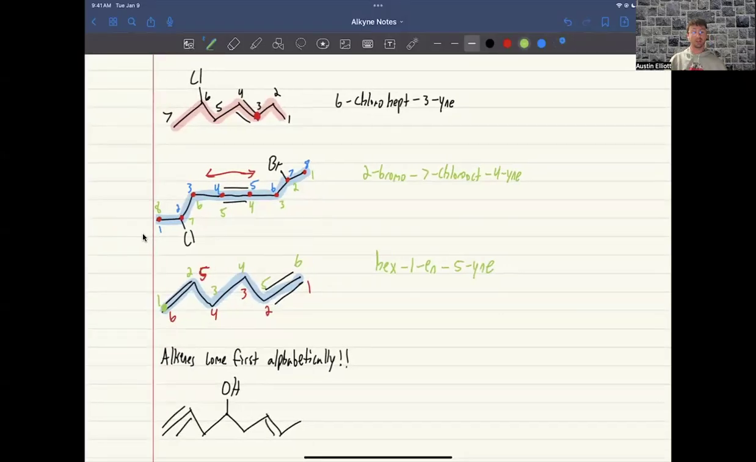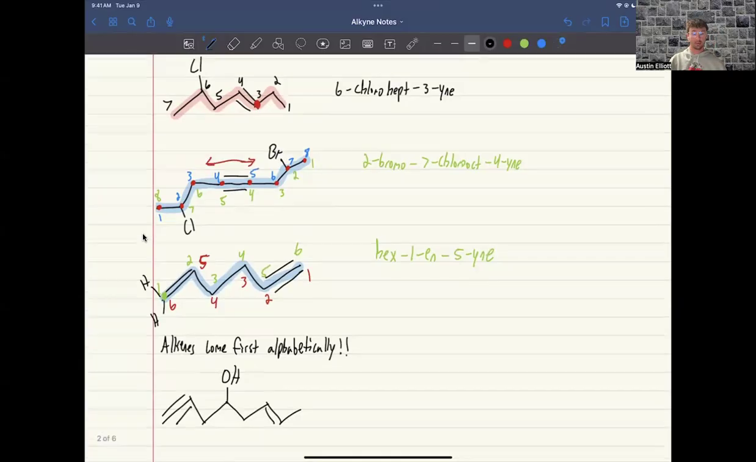And in this case, there's no E or Z on the double bond because both of those groups are hydrogens. We can show that really quickly. A little H there, H there. There's no difference. Impossible to choose which one.